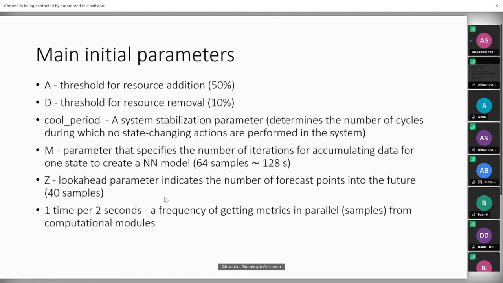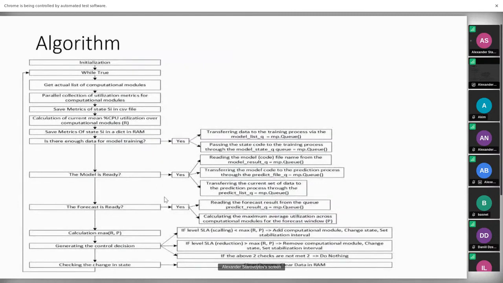Let's talk about the algorithm section. The system workload algorithm is presented in the form of a diagram on the slide. The following actions are performed in a loop. First, we obtain the current list of models for the state. Next, we obtain the utilization metrics of the computation models in parallel mode. We calculate the average process utilization across computation models in order there, and save the state metrics in a dictionary in memory. We check if we have collected enough samples to build a model. If yes, we send the data for model building and training, along with a state code, to a neighboring process. We check if the model is ready.